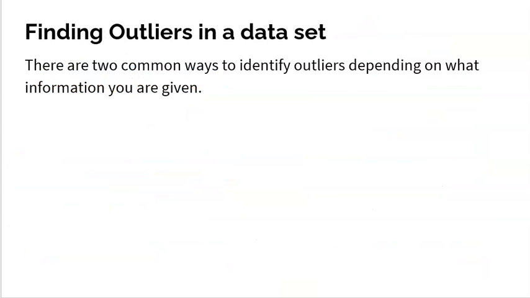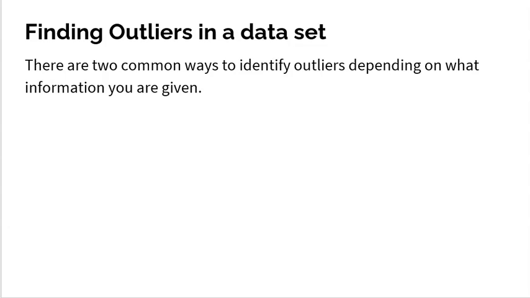Let's talk about outliers now. Let's talk about how to find outliers in a data set, because we no longer want it to be like a question mark, like, oh, maybe it's an outlier, maybe it's not. No, we want it to be for certain now. So we do have two common methods to identify outliers.